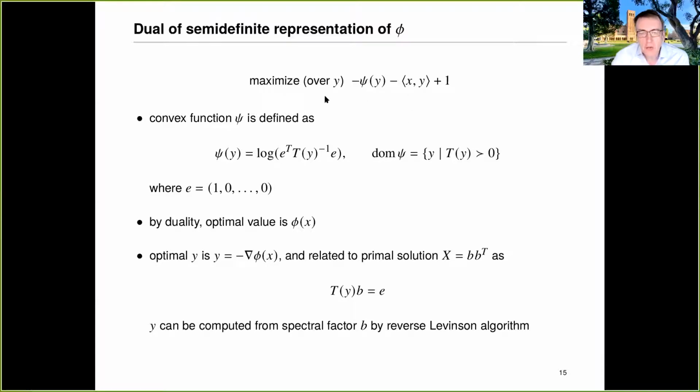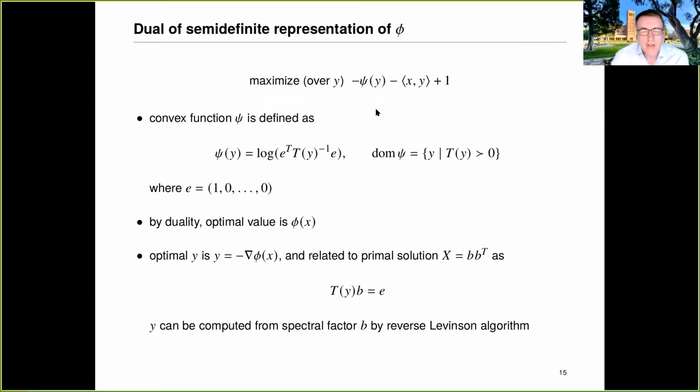So this is a dual of the first problem on the previous slide. So the optimal value of this problem is still the same kernel function. And also the optimal value of y is actually the gradient, or the negative gradient, of the kernel function. So by solving the dual problem, we find the gradient of the kernel function.